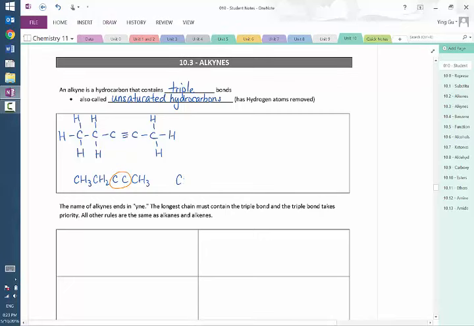You may also see alkynes exemplified with a slightly expanded condensed structure where you add in some bonds and it would look like this. Now the line diagram for triple bonded carbon-carbon backbones is a little bit unique.